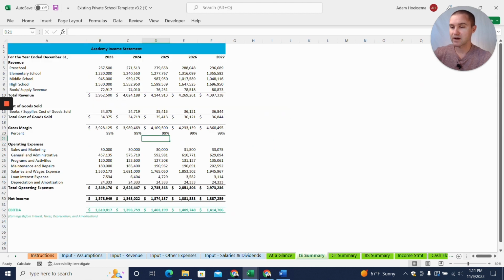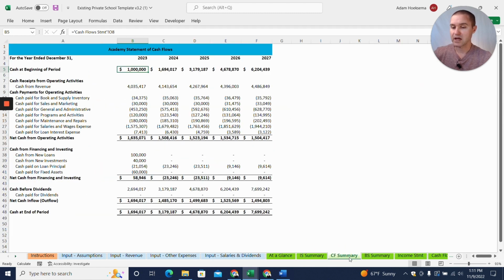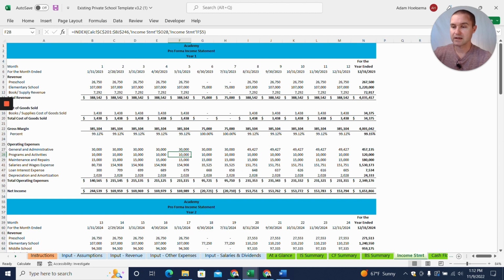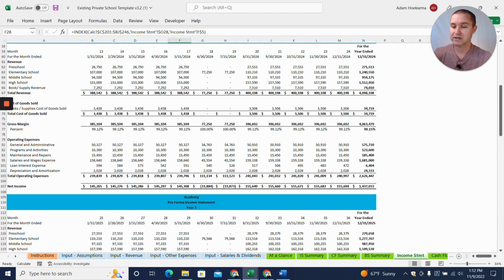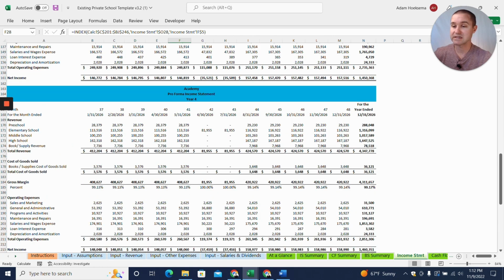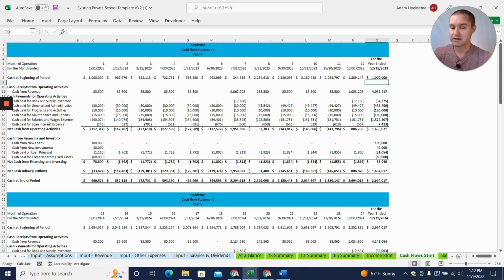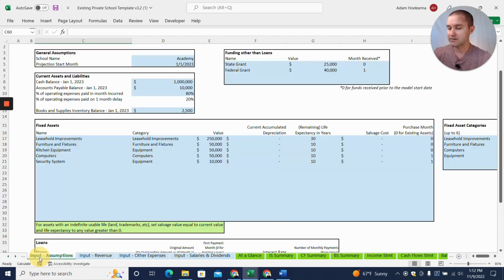You're also going to get a 5-year income statement summary, a 5-year cash flow summary, a 5-year balance sheet forecast summary, and then an income statement, cash flow, and balance sheet broken down by month for each of the 5 years. So you can see what months you're profitable, and what months you're cash flow positive or negative. On the cash flow report, we can see cash at the beginning and end of each period, just to make sure that you still have cash in the bank at the end of the semester before the next round of tuition comes in.